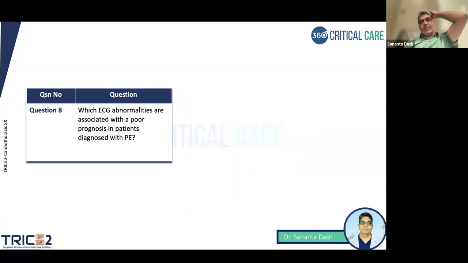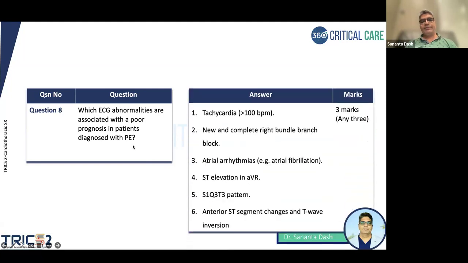Now, again, the question can go various ways. They can show you an X-ray, an echo, a CT scan, or just an ECG, based on what they need. It's very hard to replicate what they're going to ask you. There are many things that can be asked in that scenario. But in this case, let's talk a little bit about the ECG, what you see in pulmonary embolism. So, which ECG abnormalities are associated with poor prognosis in patients with diagnosed PE, right?